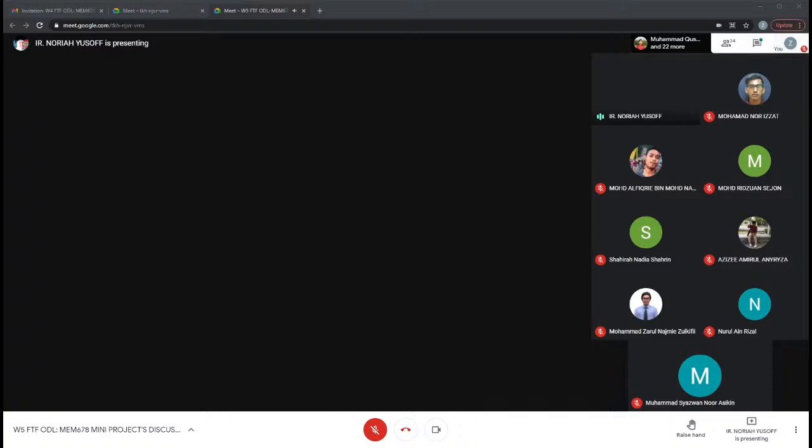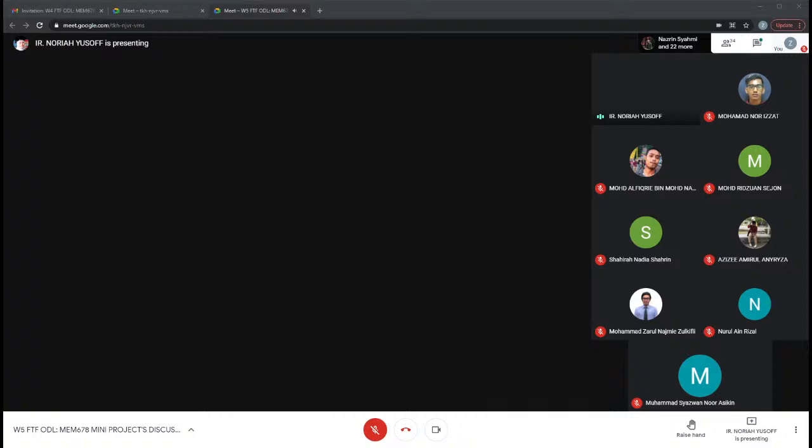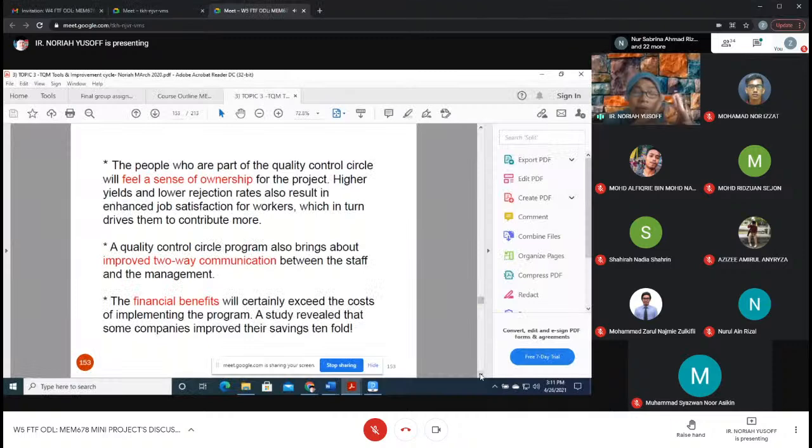So the financial benefit: whatever improvement you have made will be translated into the economic factor. So it will translate into dollars, okay, Ringgit Malaysia. So with this improvement, if they project over a 1-year period, 2-year period, the amount of saving will show how significant it is. Okay.